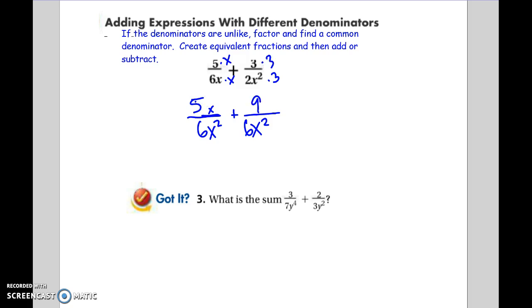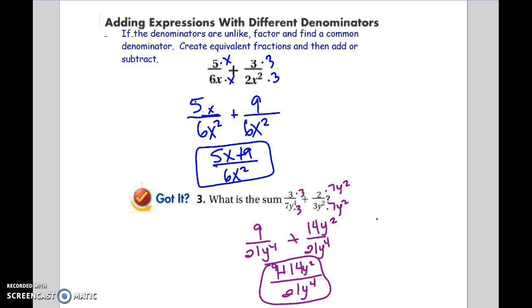Now my denominators are the same, and I can put everything over one denominator. So I end up with 5x plus 9 over 6x squared, and there's nothing else I can do there because I can't reduce a binomial with a monomial, and these are not like terms, so I can't combine them. Go ahead and try the next one. So go ahead and check your answer.